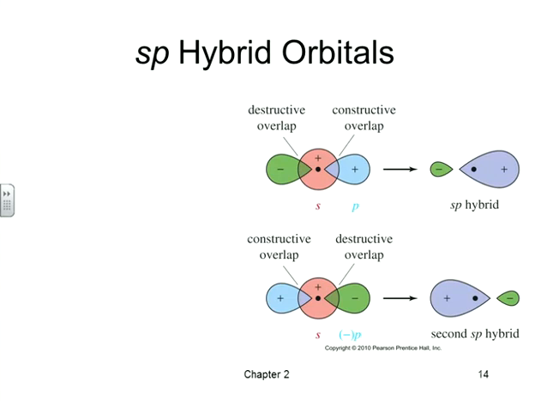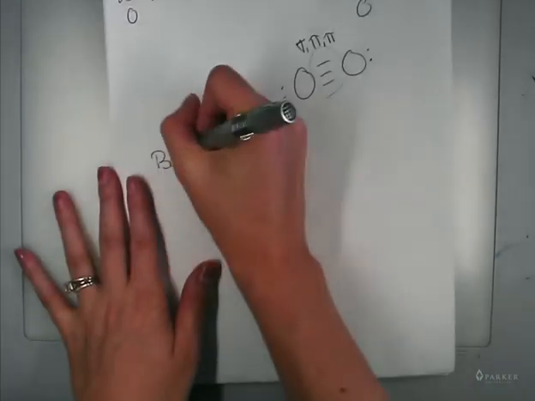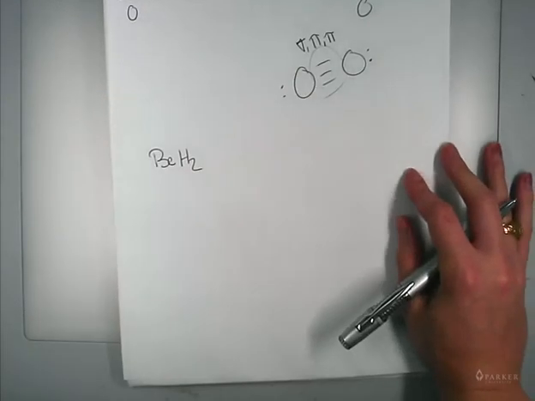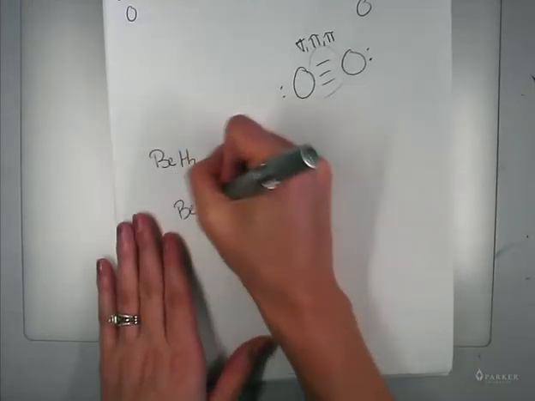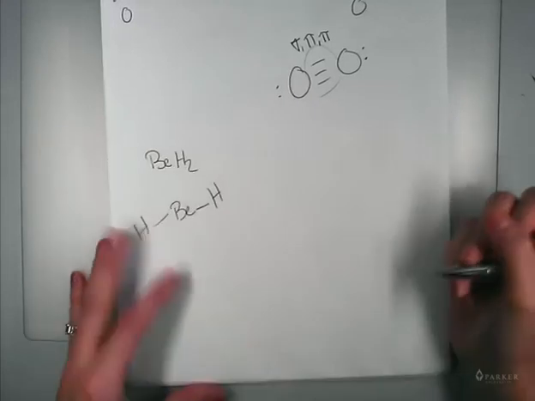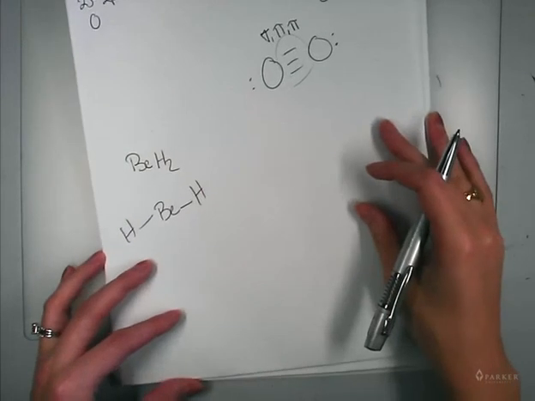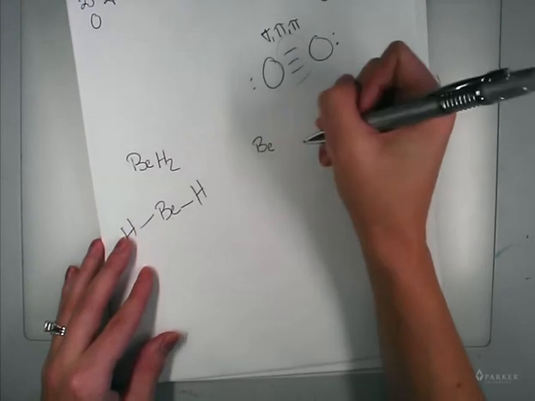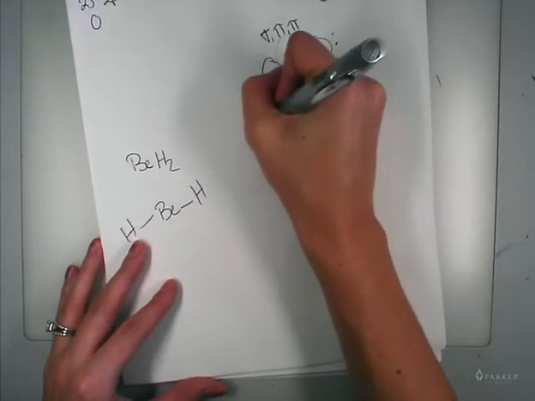So let's look at SP as our first one, okay? A good example of this is beryllium with 2 hydrogens. Okay, so if I make the Lewis dot structure, it's beryllium, literally, 2 hydrogens like that. Okay, so our central atom is beryllium. What is the electron configuration for beryllium? 1s2?